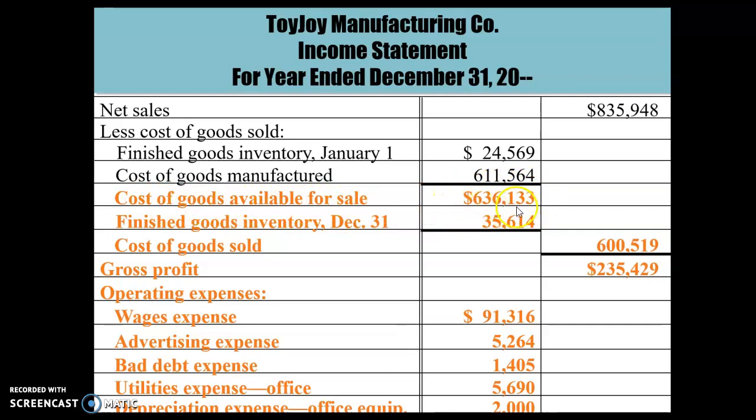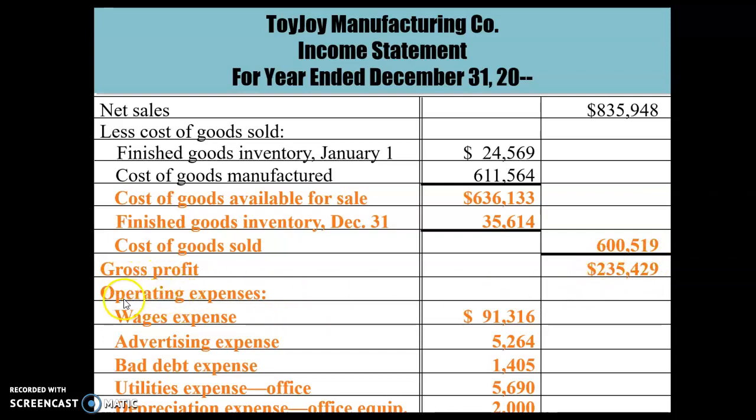This is the cost of all the goods that's sitting on the shelves in the distribution warehouse ready to be sold and shipped out. We subtract the cost of all the finished goods at the end of the period, what's still left over on the shelf, and that will show us the difference between those, will show us the cost of all the goods that did get shipped out, that did get sold. Okay, so now I have my net sales, 835, minus my cost of goods sold, the 600,000, and that gives me the gross profit. Very important number to both investors and creditors.